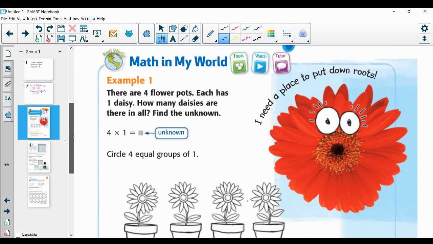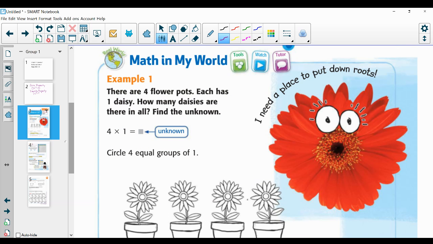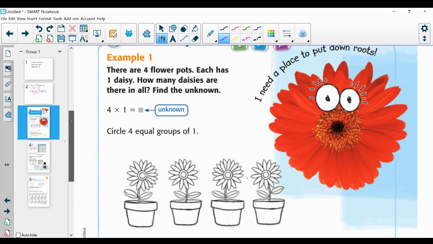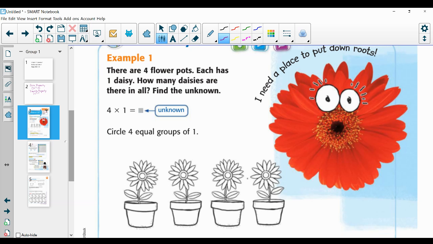There are some flower pots. Each has some daisies. How many daisies are, oops, read the question. I keep doing that. Okay, now the word problem. With numbers, there are 4 flower pots. Each has 1 daisy. So now I know how many flower pots I have and how many daisies in each pot. Now let's see what the question is. There are 4 flower pots. Each has 1 daisy. How many daisies are there in all? Find the unknown. So now I need to know how many daisies in all, so I know what to do with those numbers. So 4 flower pots, 4 groups of 1 is what?